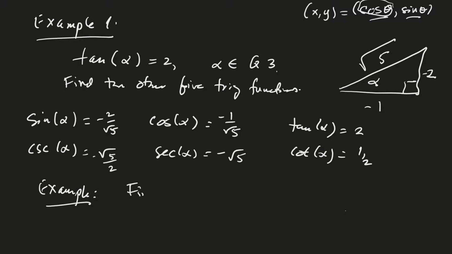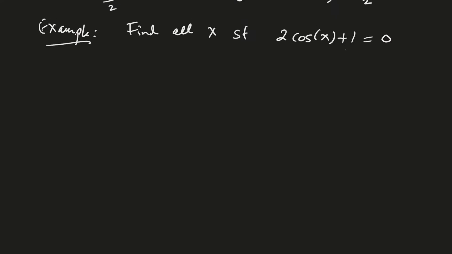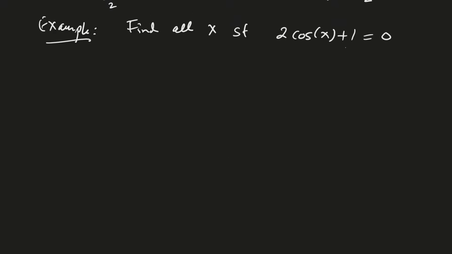Find all x such that 2 cosine of x plus 1 is equal to 0. All right. So first off, let's just go ahead and solve that algebraically. Oops, sorry about that. We have 2 cosine of x plus 1 greater than 0. Oops. I wanted that to be greater than 0. Sorry about that. So then cosine of x will be greater than -1 over 2.